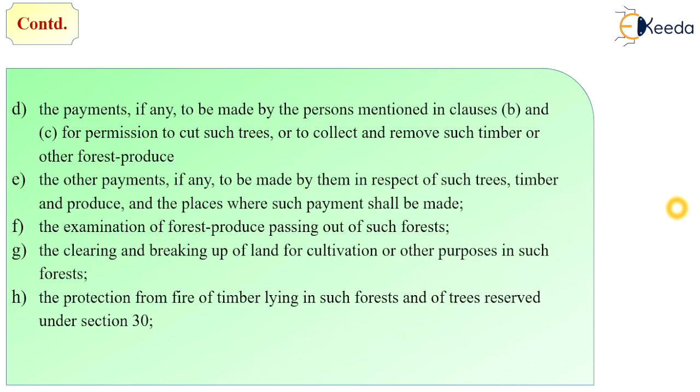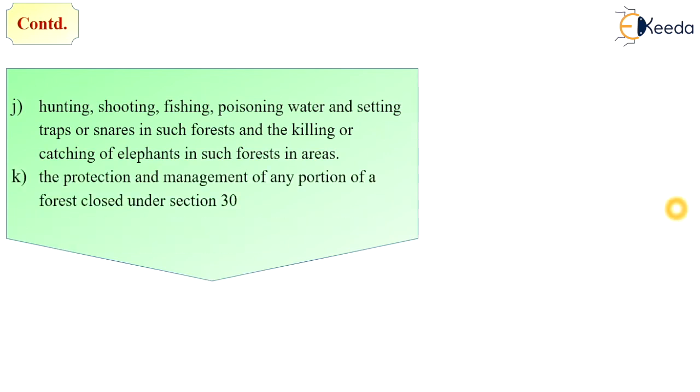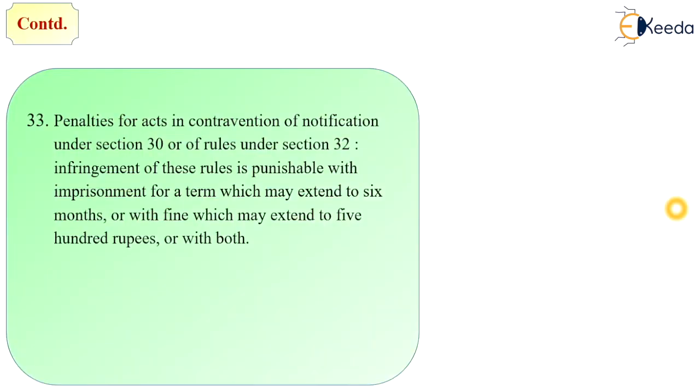The protection from fire of timber lying in such forest and of trees reserved under section 30, and the cutting of grass and pasturing of cattle also is part of this protected forest. Again, the hunting, shooting, fishing, poisoning water and setting traps or snares in such forest, and the killing or catching of elephants in such forest area. The protection and management of any portion of a forest closed under section 30. Again, penalties for acts in contravention of notification under section 30 or of rules under section 32.